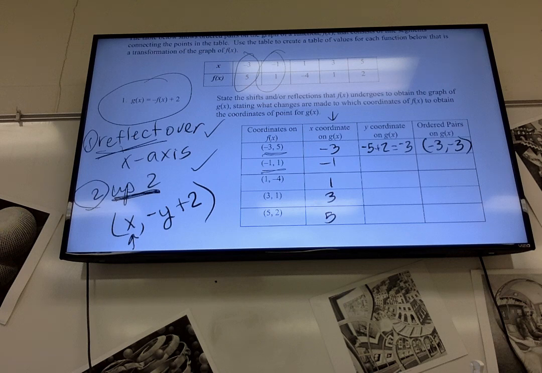Okay. Then we're going to do the same thing with all the rest of them. So this next one, the y-coordinate is 1. So I change the sign, make it -1, and I add 2. So that's 1. I think you can fill in the rest of them probably. So -4 becomes a +4 plus 2.